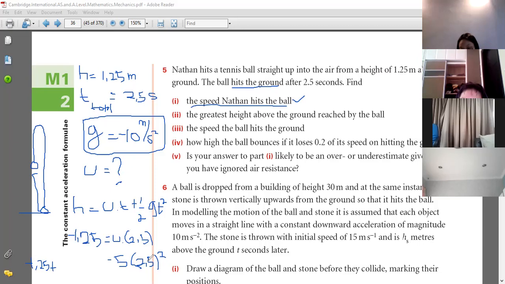5 times 2.5 square is 31.25. Equals 2.5u. U times 2.5 still means 2.5u. Now add 1.25 to 21.25, and that will be 30.